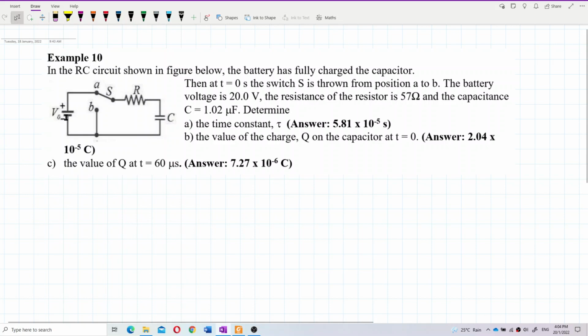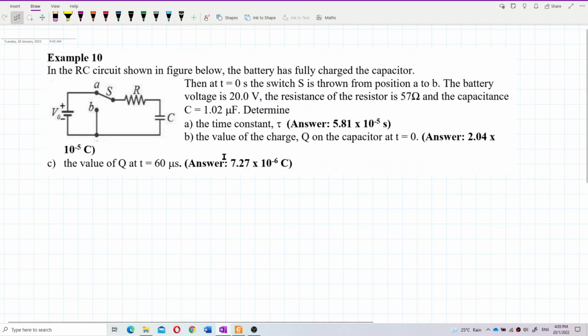The resistance of the resistor is 57 ohm, and the capacitance C is 1.02 microfarad. Determine the time constant tau, the value of the charge Q on the capacitor at 0 second, and the value of the charge at 60 microsecond.